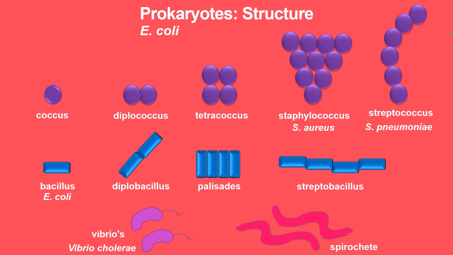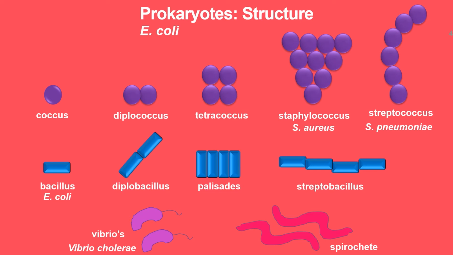If we now look in the center in blue, on the left we have this rod-shaped bacillus. Again, that's the singular term. It can be known as bacilli when there is more than one. We have these diplobacillus where we have 2. We can also have palisades where you have this stacking formation of the bacillus. And again, this filamentous type and form, which is the streptobacillus.